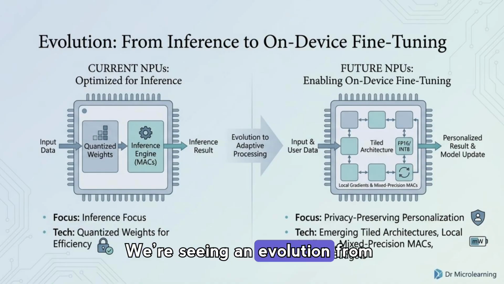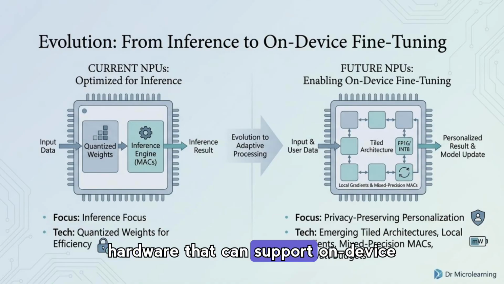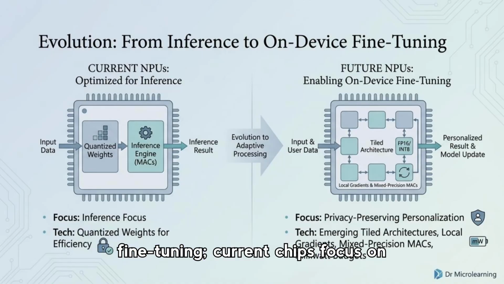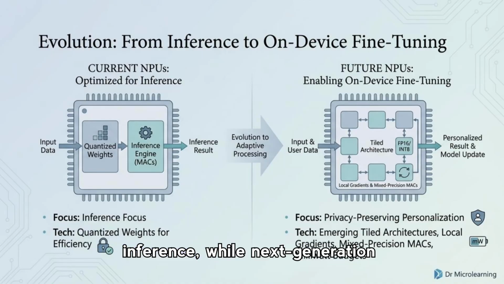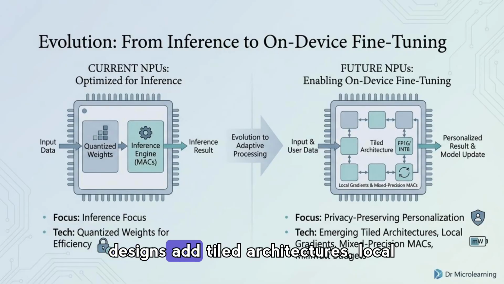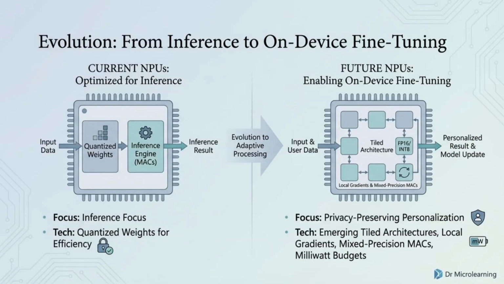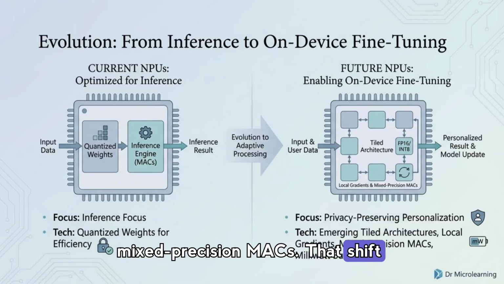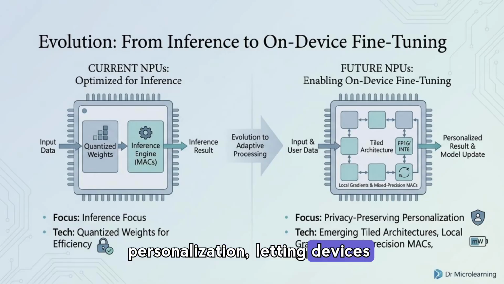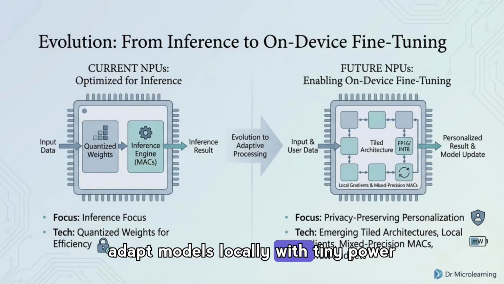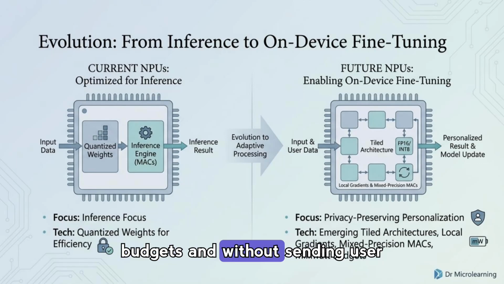We're seeing an evolution from inference-optimized NPUs toward hardware that can support on-device fine-tuning. Current chips focus on quantized weights and efficient inference, while next-generation designs add tiled architectures, local gradient computation, and mixed-precision MACs. That shift promises privacy-preserving personalization, letting devices adapt models locally with tiny power budgets and without sending user data to the cloud.